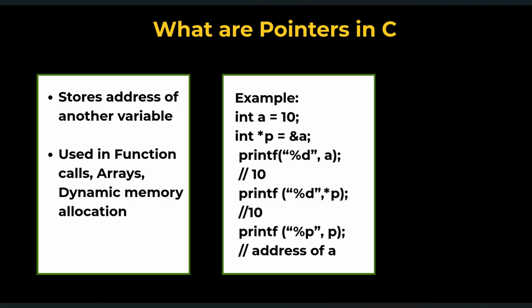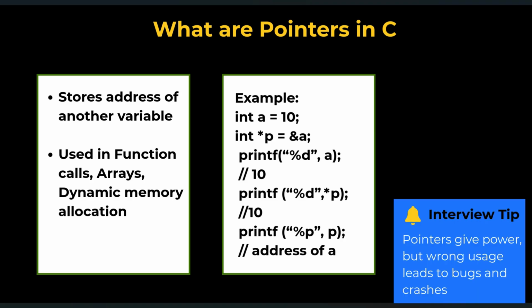Here comes the next tricky question, that is pointers in C. A pointer is a variable that stores the address of another variable. Pointers are declared using star and the address of the variable is obtained using the AND symbol. They are widely used in function calls, arrays, and dynamic memory allocation. A quick interview tip for this question is, pointers make C powerful but also dangerous if not handled properly.